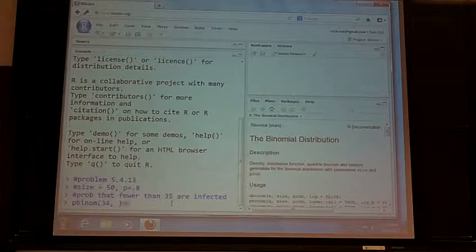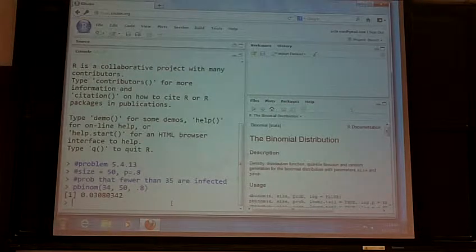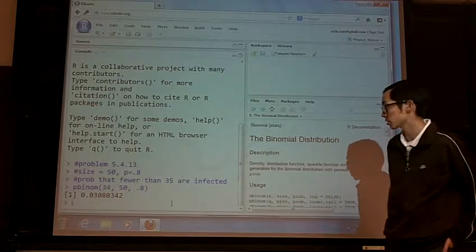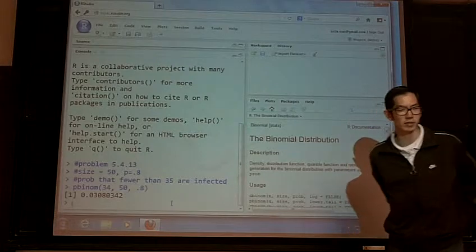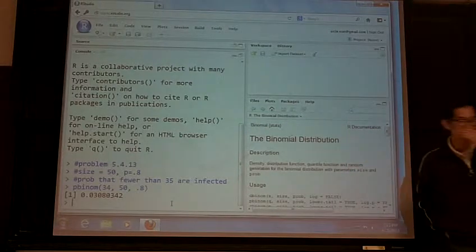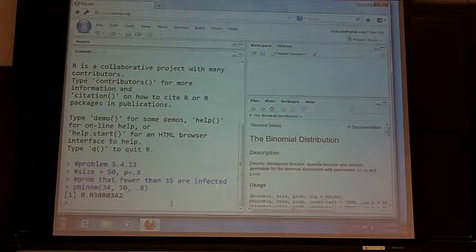And size is 50 and probability is 0.8. So the probability of fewer than 35 being infected is going to be 0.0308. Okay. Does that look familiar? Does that look right? Okay, so that's going to be the answer.